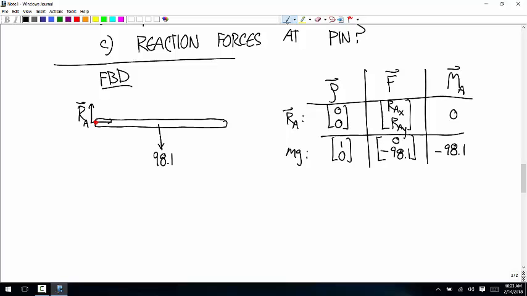No, this is X and Y. So these are like X, Y, and this is Z. Okay.